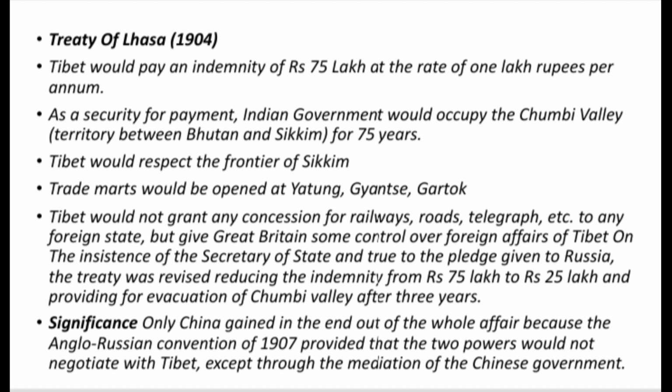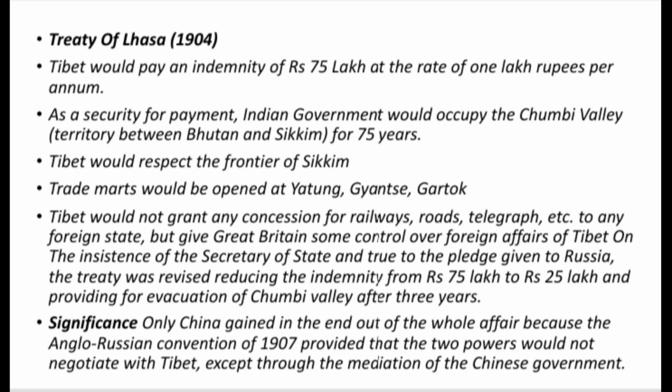After the Treaty of Lhasa, 1904, Younghusband dictated terms to the Tibetan officials, which provided that Tibet would pay an indemnity of rupees 75 lakh at the rate of 1 lakh rupees per annum, and as a security of payment, the Indian government would occupy the Chumbi Valley, the territory between Bhutan and Sikkim, for 75 years. Tibet would respect the frontier of Sikkim, and trade marts would be opened at Yatung, Gyantse, and Gartok, and Tibet would not grant any concession for railways, roads, telegraphs, etc. to any foreign state, but give Great Britain some control over the foreign affairs of Tibet.